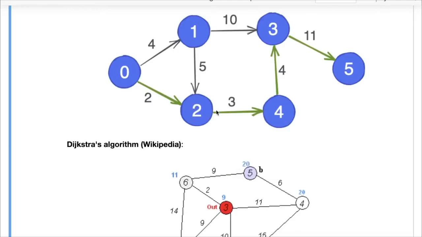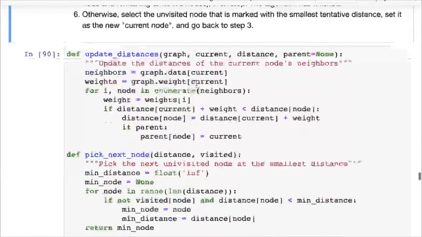Next, you find the next unvisited node, which has the lowest distance. So if this edge existed, that would be 1. But if this edge does not exist, that would be 4. So you get 4, and then you mark the distances for the neighbors of 4, and so on. Okay.